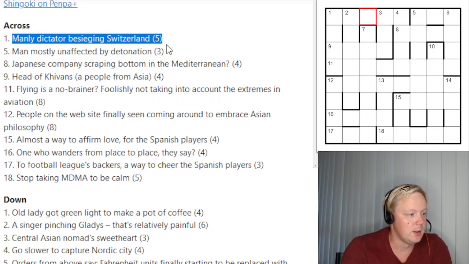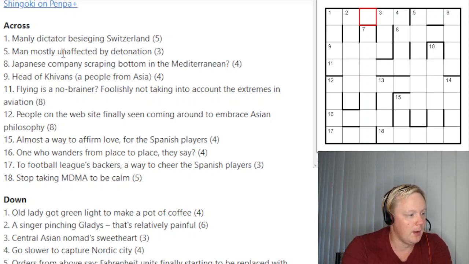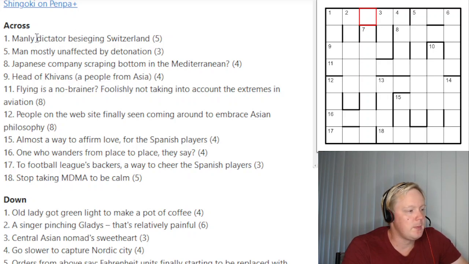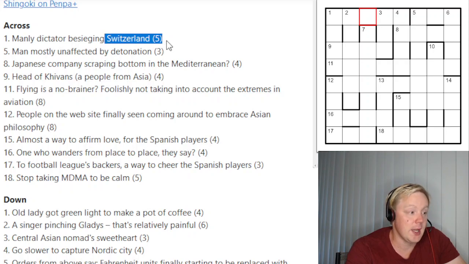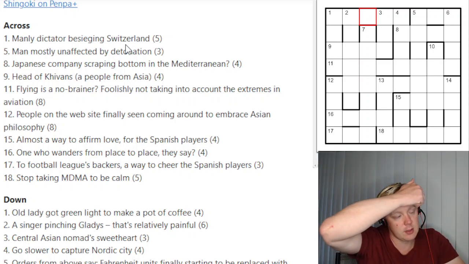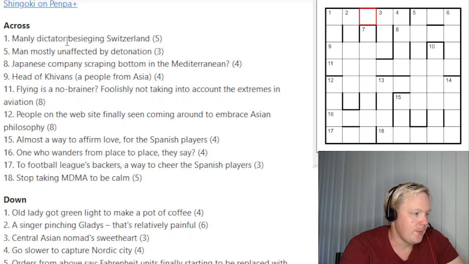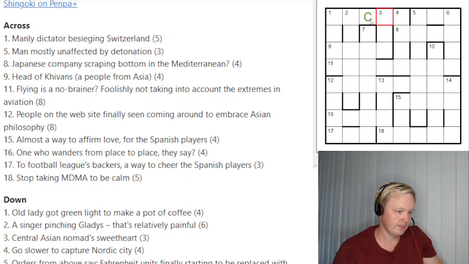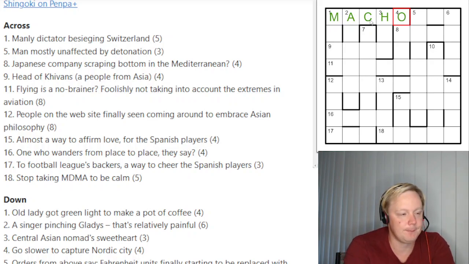That refers to taking a homophone of a word. But it could also be just the name of a dictator. Besieging, if you're besieging something, you're surrounding it. So could it be dictator besieging, like surrounding, short term for Switzerland? Well, we've had Switzerland before, CH, as in if you have a car license plate from Switzerland, it has CH. So a three-letter dictator surrounding CH, making manly. Well, Mao was a dictator, MAO, and macho means manly.